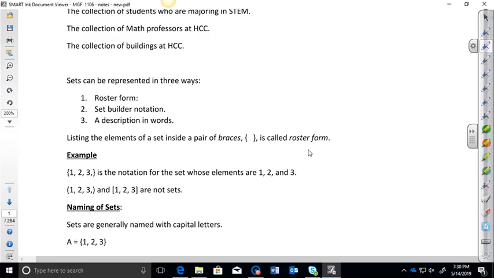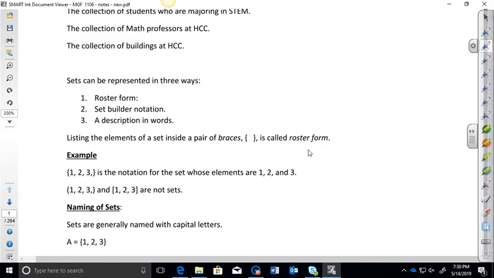How do I write this in roster form? I'm going to write all the counting numbers less than 10. What are the counting numbers less than 10? 1, 2, 3, 4, 5, 6, 7, 8, 9. So this is roster form. This is set builder notation. Roster means you just write them out. Set builder, we say set of all x such that what that x is.